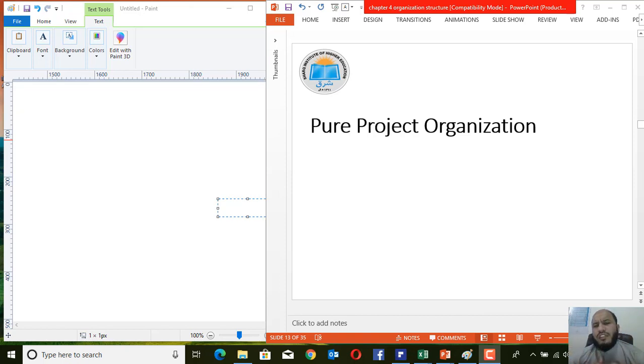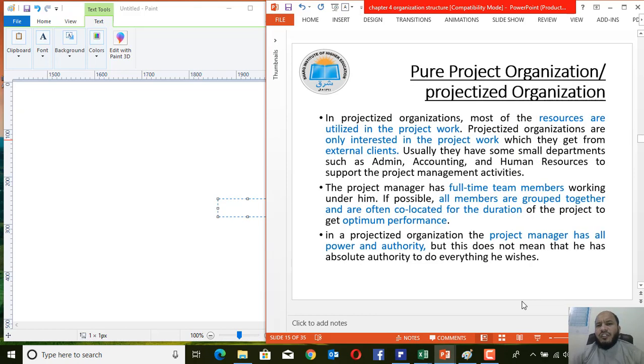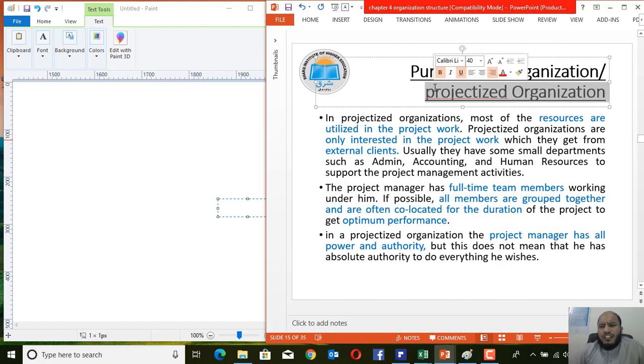In today's class we will discuss the power project organizational structure, or the projectized organization structure. So let's explain what the projectized or power organization structure is. Dear students, let's explain the projectized organization structure or power organization structure.